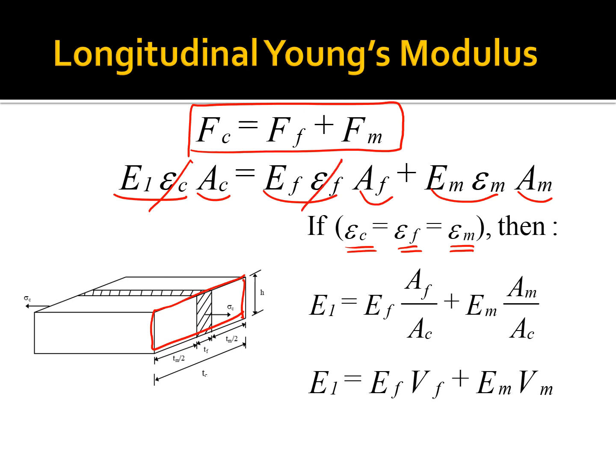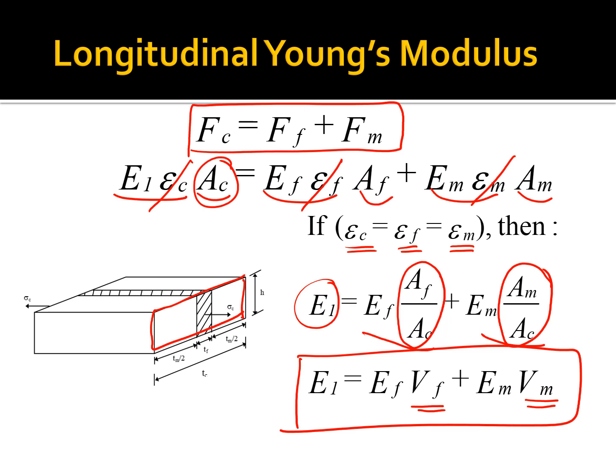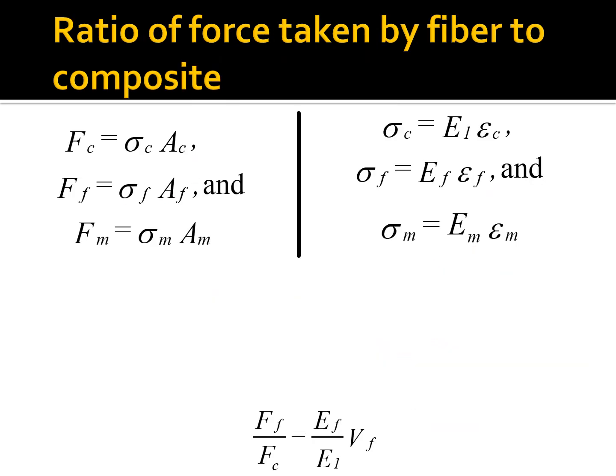So this and this will cancel. Now what we can do is divide by AC on both sides. This is what we're going to get, right? Dividing by this AC on both sides, we'll get E1 on the left side. But we just said that the ratio of the cross-sectional area of the fiber and the matrix is itself the volume fraction of the fiber and the matrix. So that gives us the relationship between Young's modulus and the Young's modulus of the fiber and the matrix, and how much of the fiber and how much of the matrix is present in the unidirectional composite.